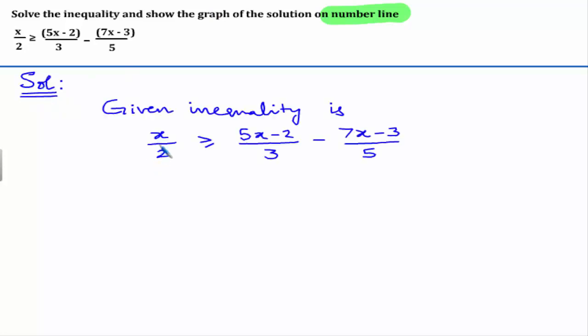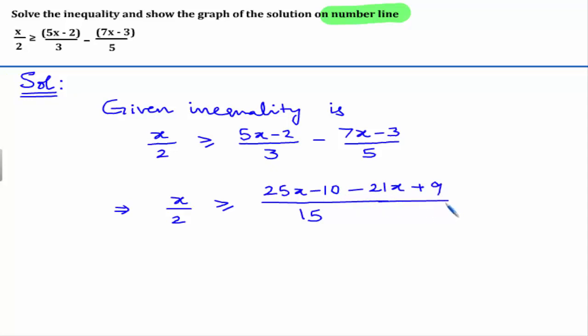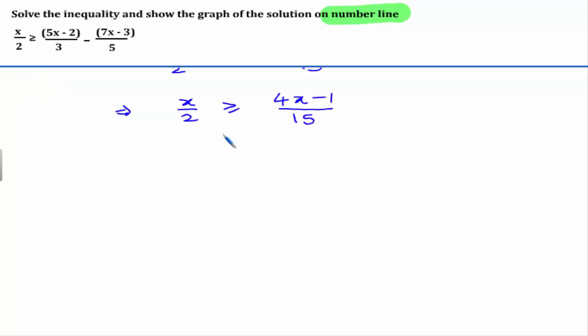The given inequality is x/2 ≥ (5x−2)/3 − (7x−3)/5. Let us simplify this, which is x/2 ≥, here we'll take the LCM, which is 15. So this is 25x − 10 and this will be − 21x + 9. Now on further simplification, we get x/2 ≥ (25 − 21)... this is (4x − 1)/15.